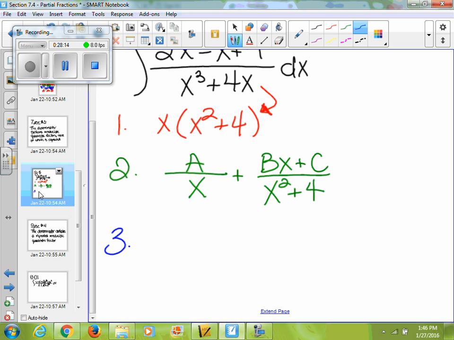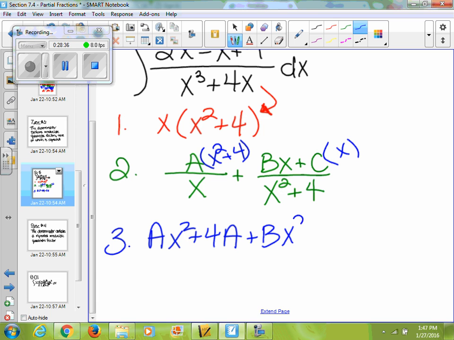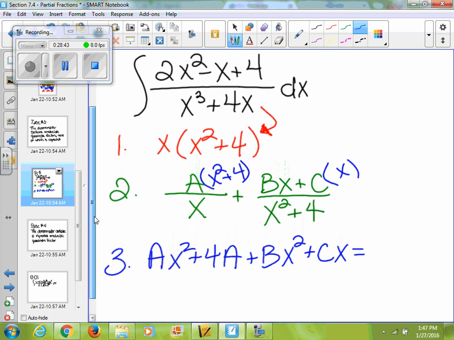Step 3, common denominators. So I take a times x squared plus 4, and I take bx plus c times x. So if I distribute my a, I get ax squared plus 4a. If I distribute my x, I get bx squared plus cx. And that was equal to my original numerator, 2x squared minus x plus 4.